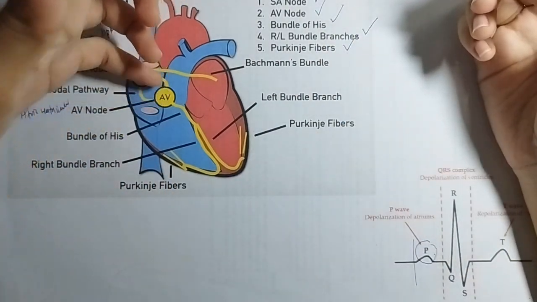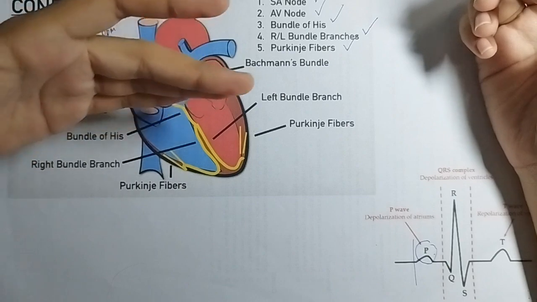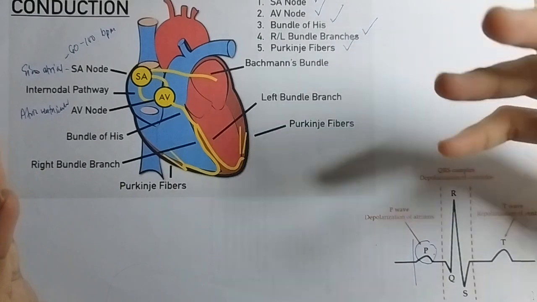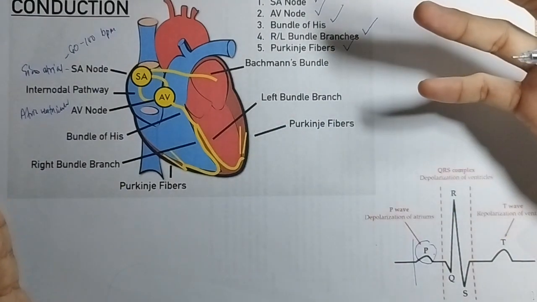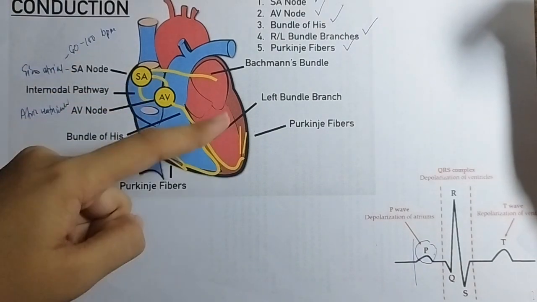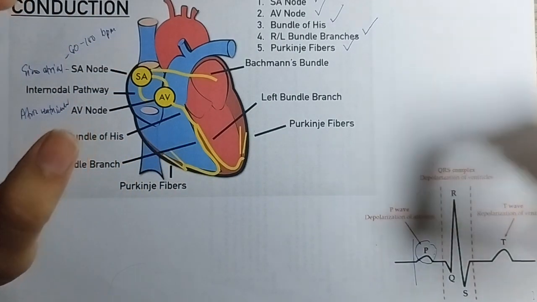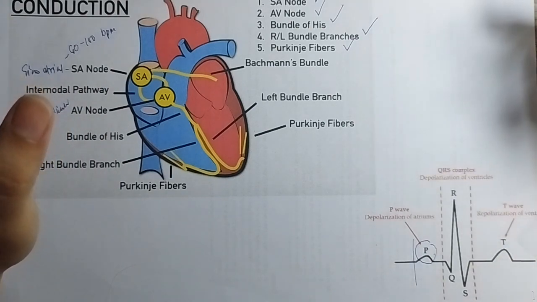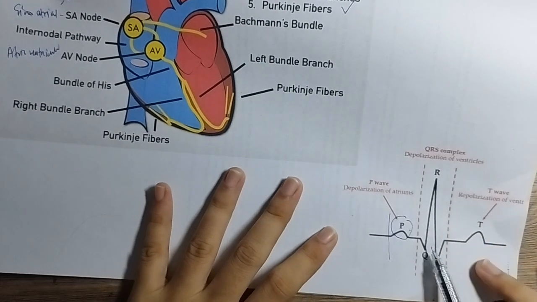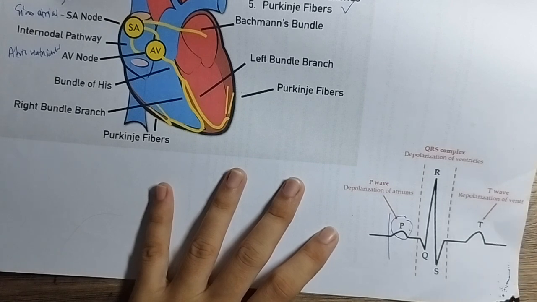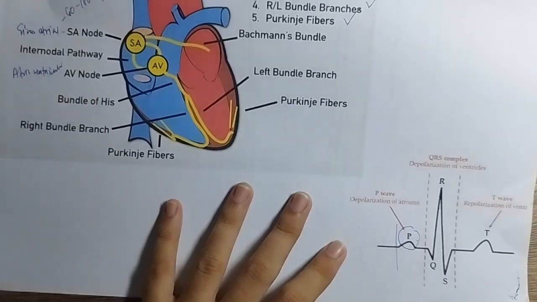Kapag ang stimulus ibinigay na ng AV node, papunta ng bundle of His, the bundle branches, and the Purkinje fibers, that will cause your ventricles to contract naman. Kanina, sa SA node, ang nag-contract is your atria. Now, ang magko-contract na is the ventricles. And that is called your ventricular depolarization. Saan naman natin yan makikita? Makikita natin yan sa ECG, sa QRS complex. Because your QRS complex represents the ventricular depolarization or the contraction of your ventricles.